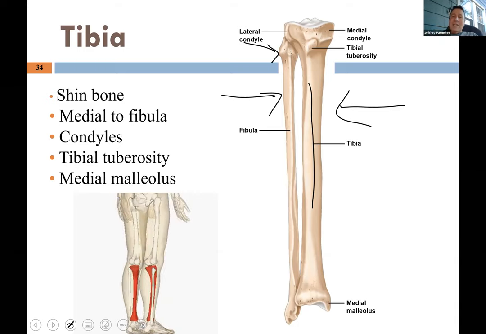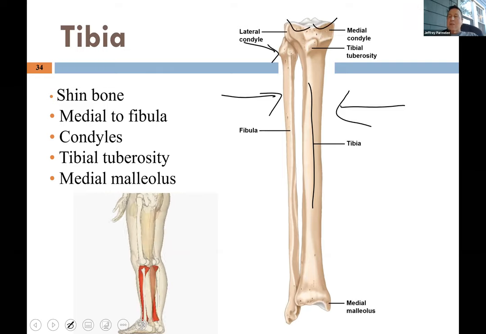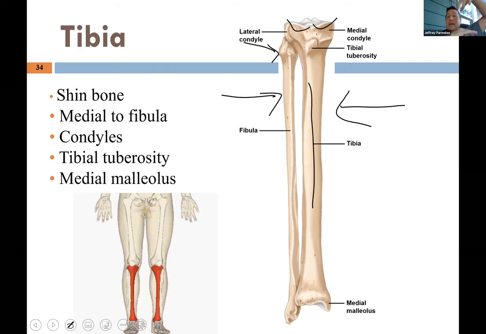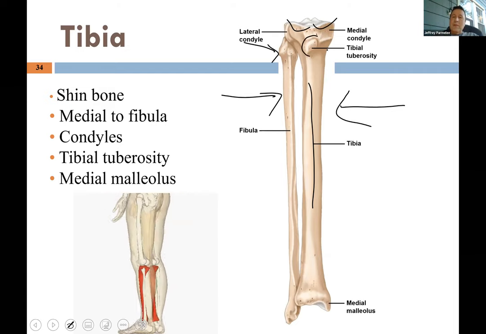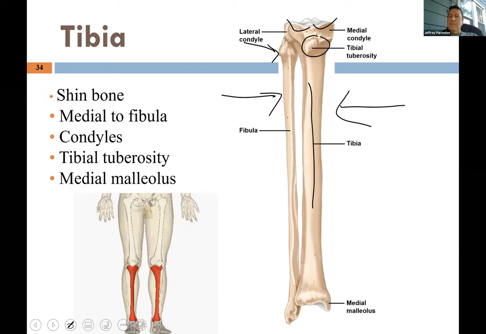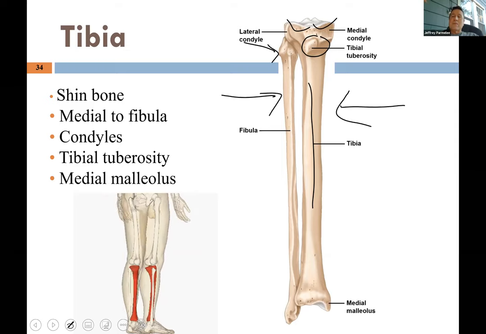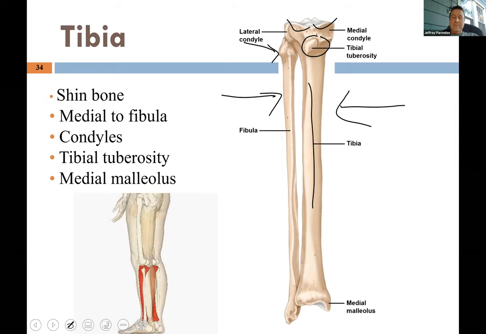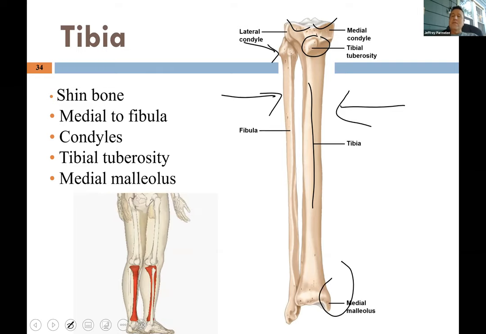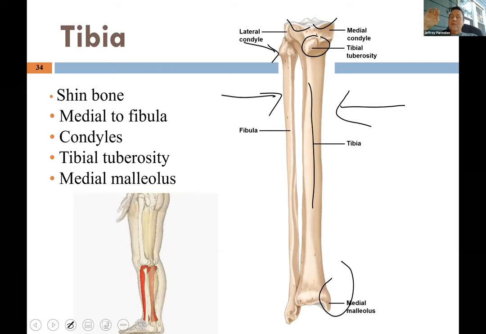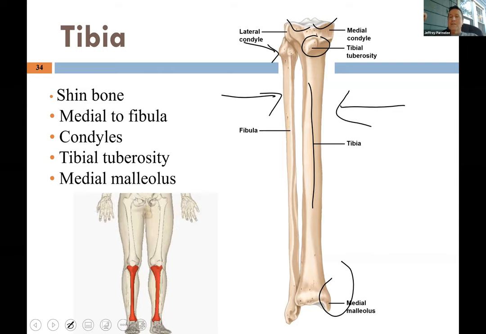But looking at the tibia on top, you're going to have medial and lateral condyles that fit with the medial and lateral condyles of the femur. In the front is a big bump, the tibial tuberosity, where the tendon from the quadriceps goes through the patella and attaches there. And then distally, that ball that you feel on the inside of your foot is the medial malleolus.